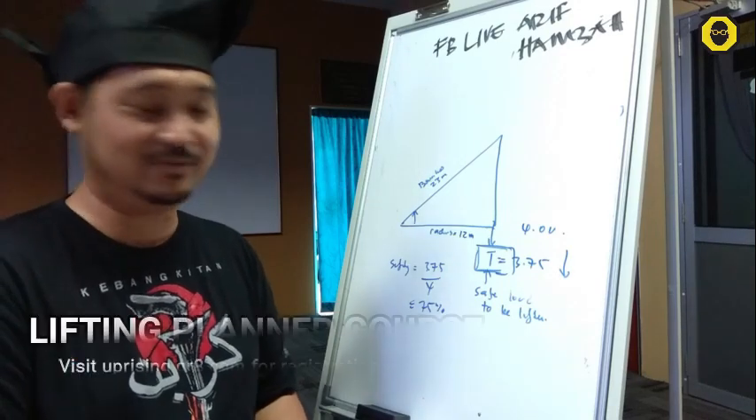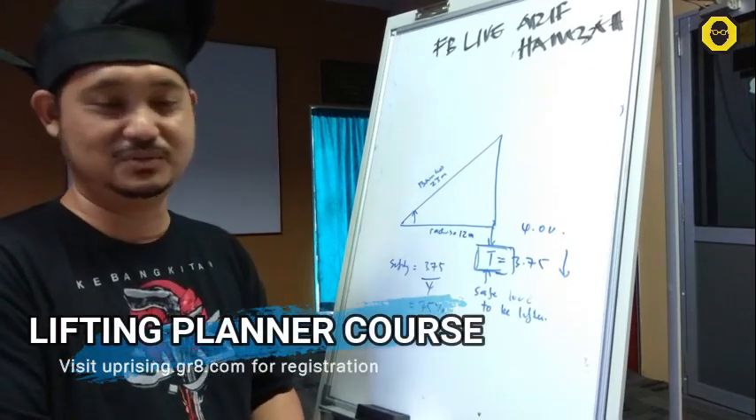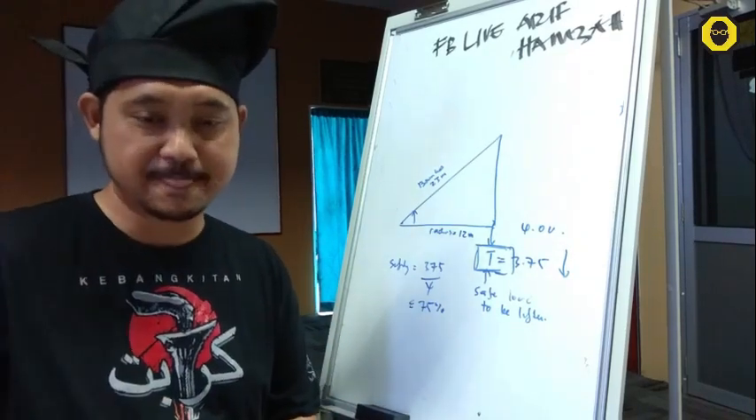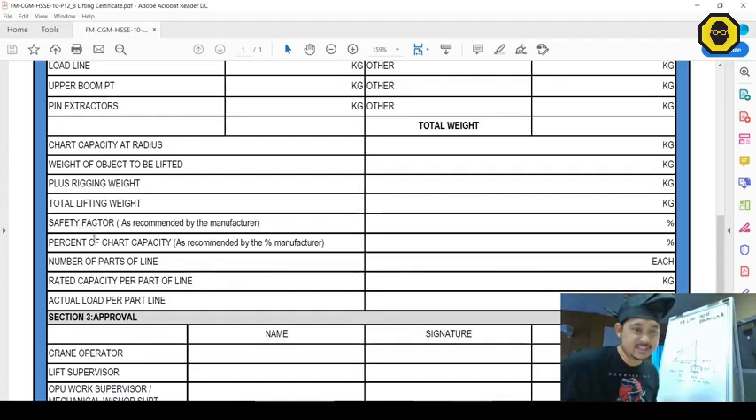We will do some exercise on how to calculate this with the specifics of the crane based on the load chart. Right, safety factor, percentage of chart capacity, that will be in this calculation. We need to calculate the total weight over the chart capacity at radius. Weight over this, then times 100%, then you get this percentage of chart capacity.